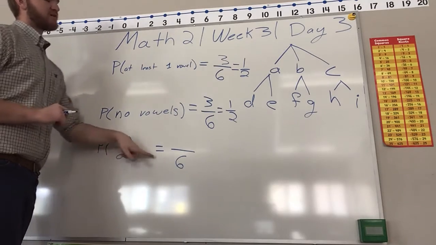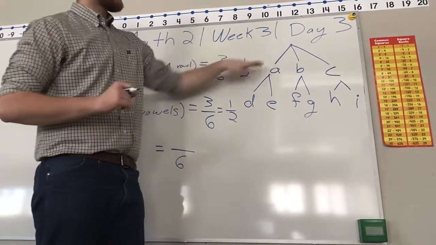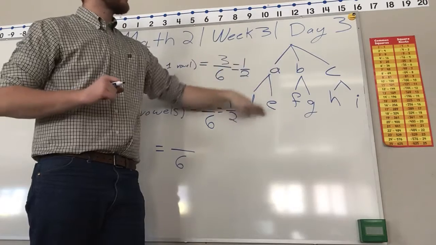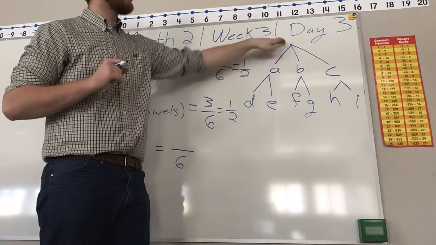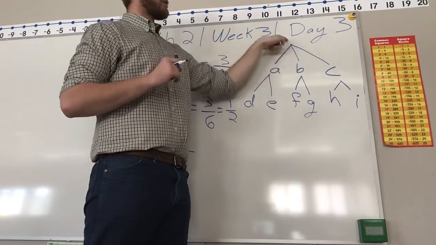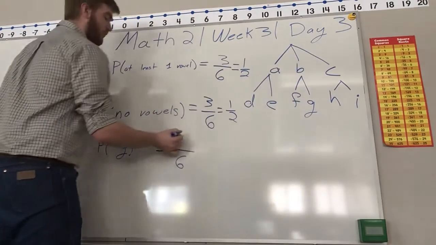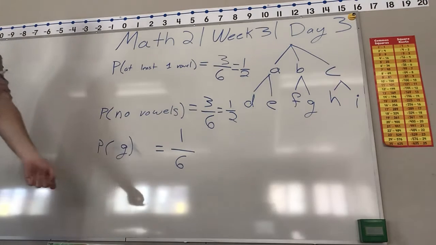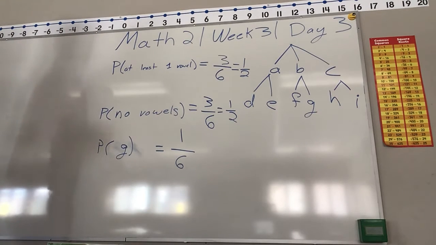Probability of G. So we're going to go through here. AD, not one in there. AE, not one in there. BF, nope. BG, there's one there. CH, no. CI, no. So we had 1. So there's a 1/6 probability that we're going to get a G.